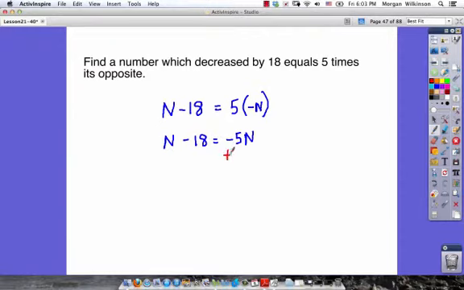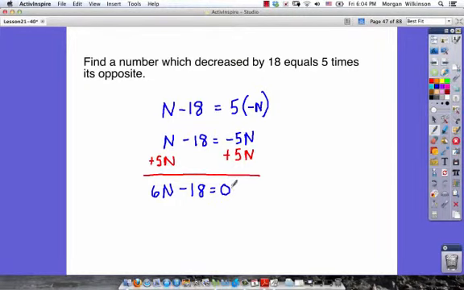Let's go ahead and add 5n to both sides. We're going to add 5n because we're figuring out what n is equal to. n plus 5n is 6n. So we get 6n minus 18 is equal to 0 now, because negative 5n plus 5n is nothing.